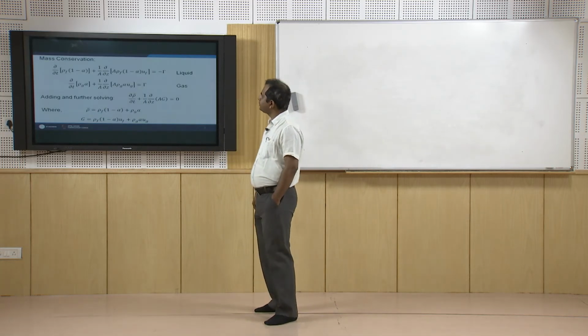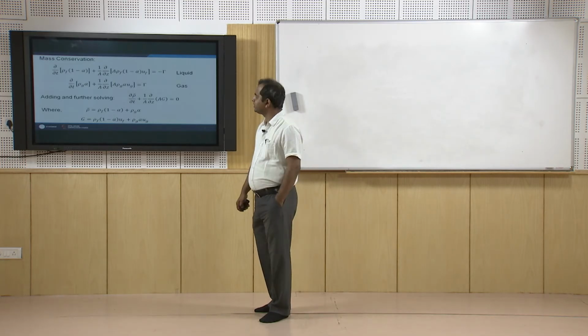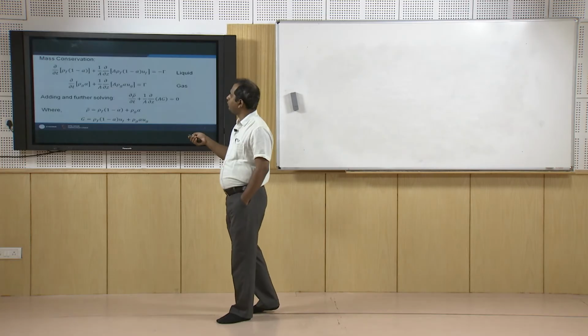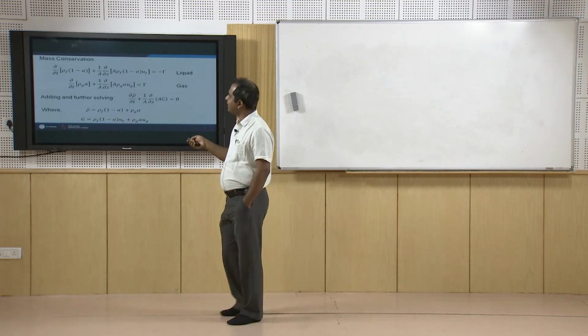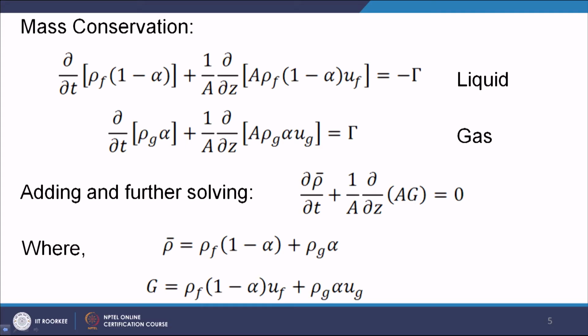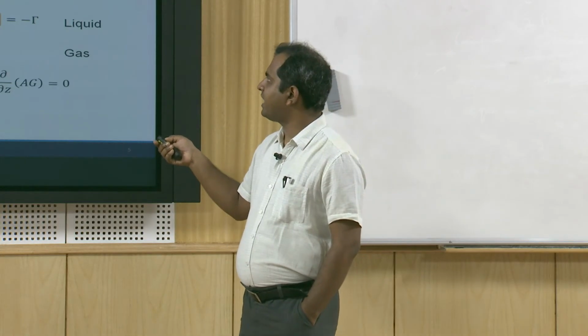Next, let us see the individual components first. Here I have written the continuity equation for the liquid side. This is the unsteady part, which we have already seen in our fluid mechanics, del t of rho f into 1 minus alpha, and then we have the inertia part, 1 by a del z of a rho f into 1 minus alpha into u f. 1 minus alpha comes into the picture as we are considering the liquid part. Now, this minus gamma is due to the mass transfer. Some liquid is converting into vapor due to phase change, which we have considered to be general. That is why we have added minus gamma as the source term.